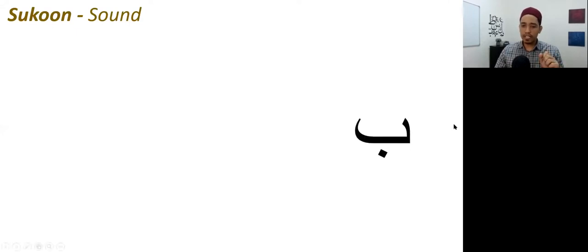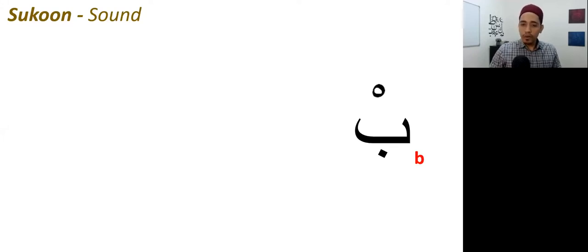Okay. Now let's apply this on all the letters that we completed thus far. And now remember, the way I am going to sound the letter right now is the way that it will be pronounced in words. And we're going to speak about reading words with sukoon in detail. So let's just do the sounds. So letter ba is going to be b. If it has a sukoon, b.